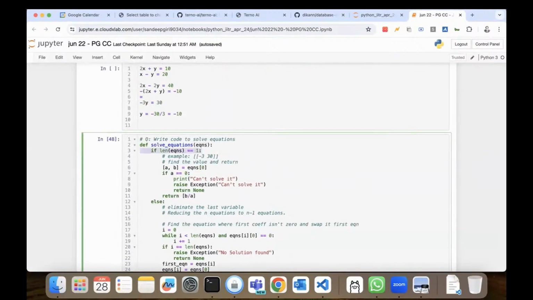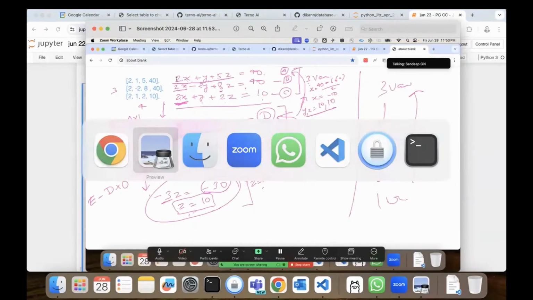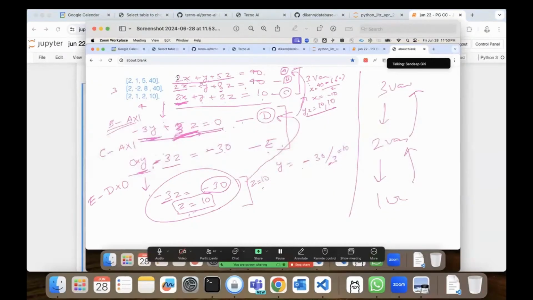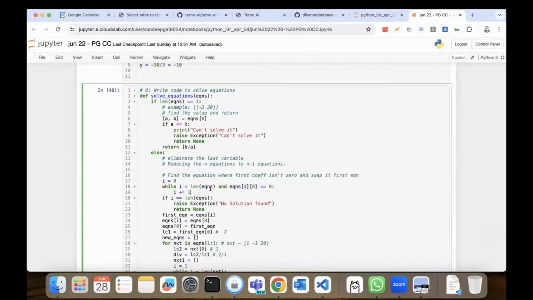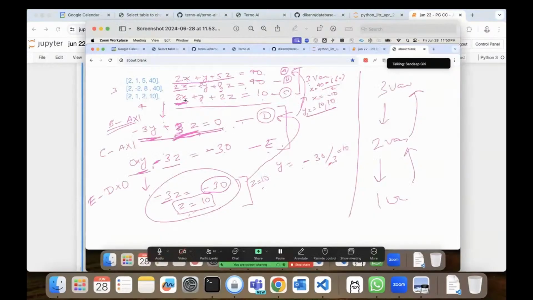Is the length of equation 1? No, right? We go in the else block. Here, what we are doing is trying to find an equation which does not have the first value as 0. So we check this one. Yes, the first value is not 0. So it breaks, and that's it. So I is 0. And here we are checking, is I more than the number of equations, right?